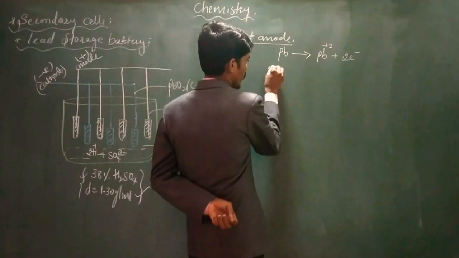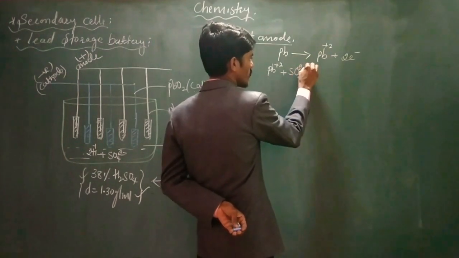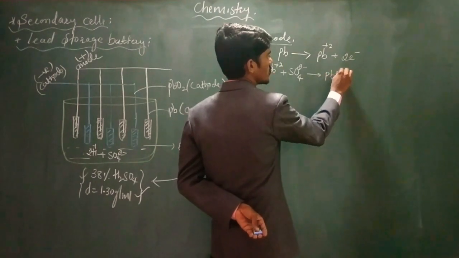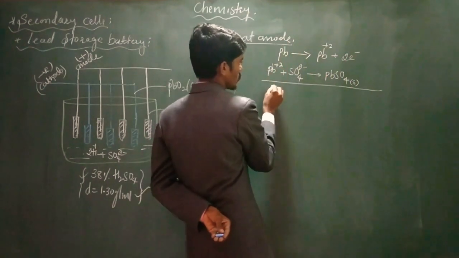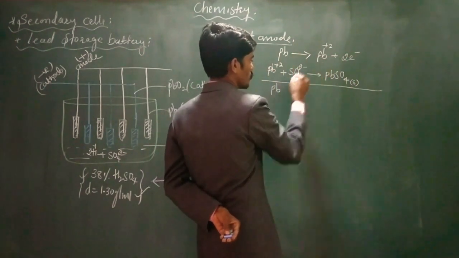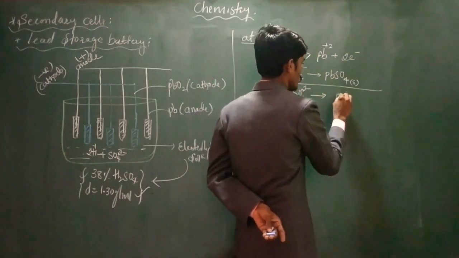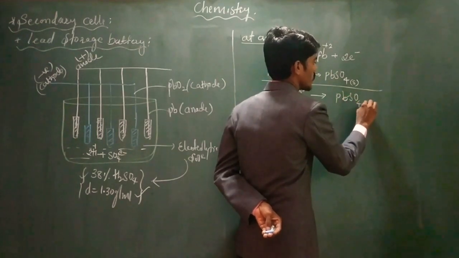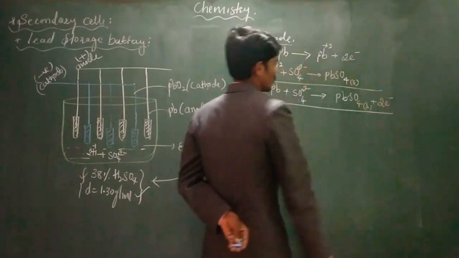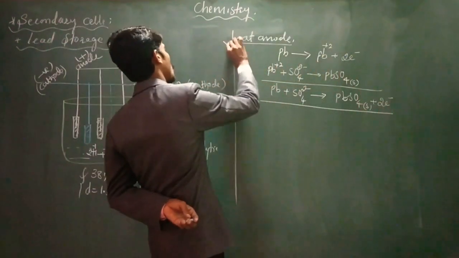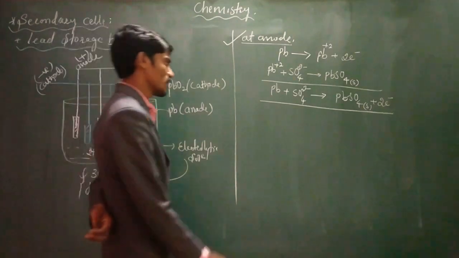So this lead ion Pb2+, in the presence of sulfate ions, gives rise to lead sulfate as a precipitate. So the overall anodic reaction is: Pb plus sulfate ion gives rise to lead sulfate as a precipitate plus 2 electrons liberated. This is the overall equation. The oxidation of lead is given by this expression.